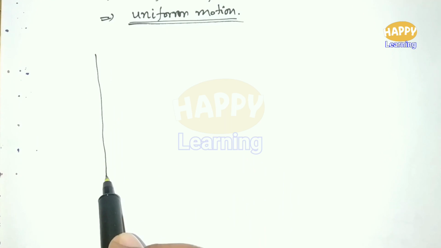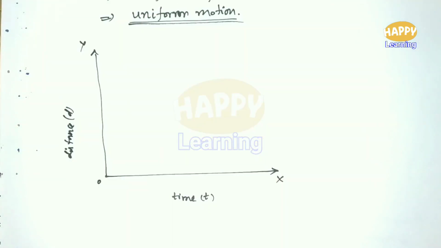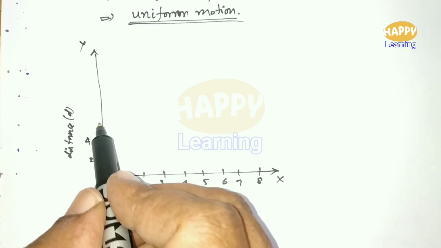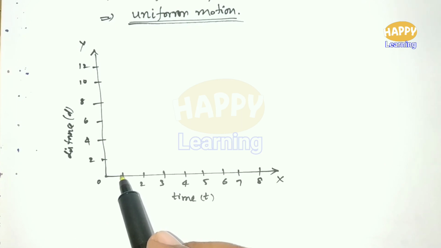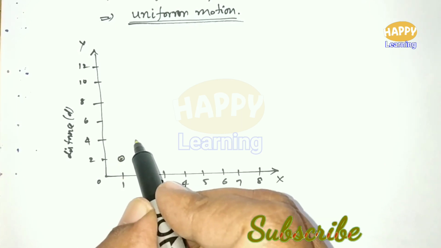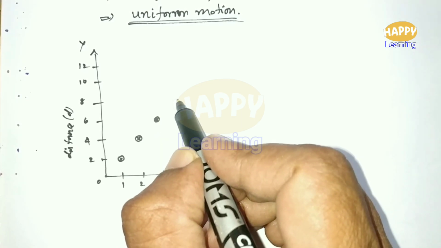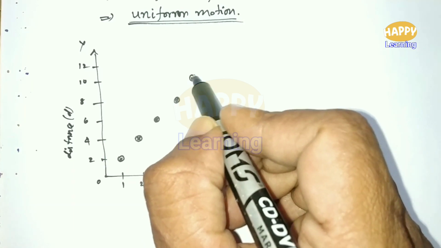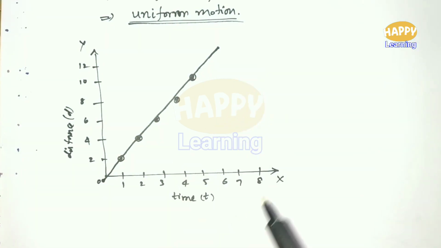If we draw the graph taking time t on the x-axis and distance d on the y-axis, let it be 1, 2, 3, 4, 5, 6, 7, 8 and let it be 2, 4, 6, 8, 10, 12 like that. In 1 second, he has covered 2 meters, so this is the point. In 2 seconds, he has covered 4 meters, this is the point. In 4 seconds, he has covered 8 meters. In 5 seconds, he has covered 10 meters. So, join these points, you will get a straight line passing through the origin.